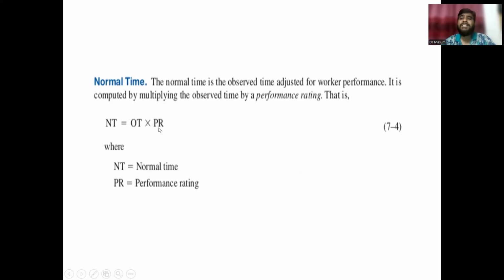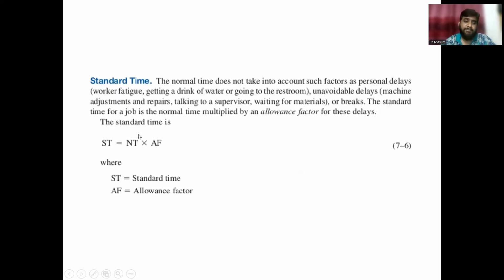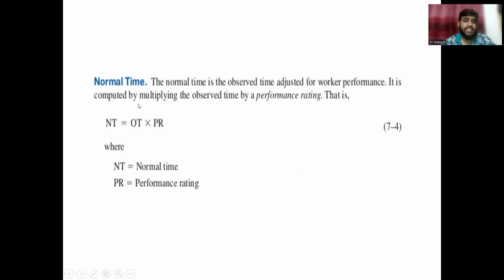Maybe performance rating is 80%. Then you will get the basic time. Basic time, or this is also known as normal time. What you will get? Normal time.